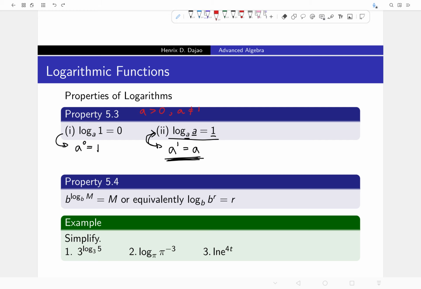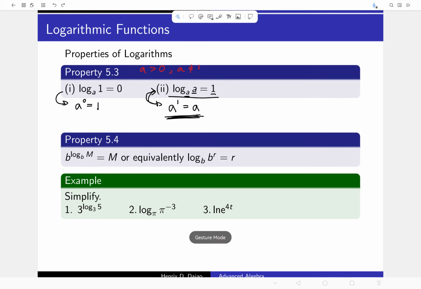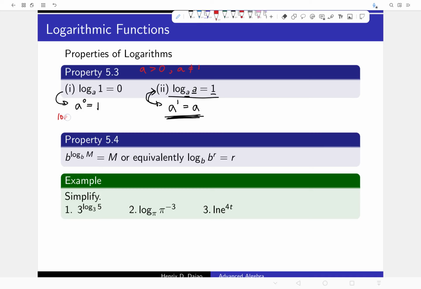Next, we have another property. Anyway, before we proceed, let me give you an example for I. If we have log of 1, let's say, of base 5, that's always equal to 0. Or log of 1 with base 1/2, that's always equal to 0, and so on and so forth.